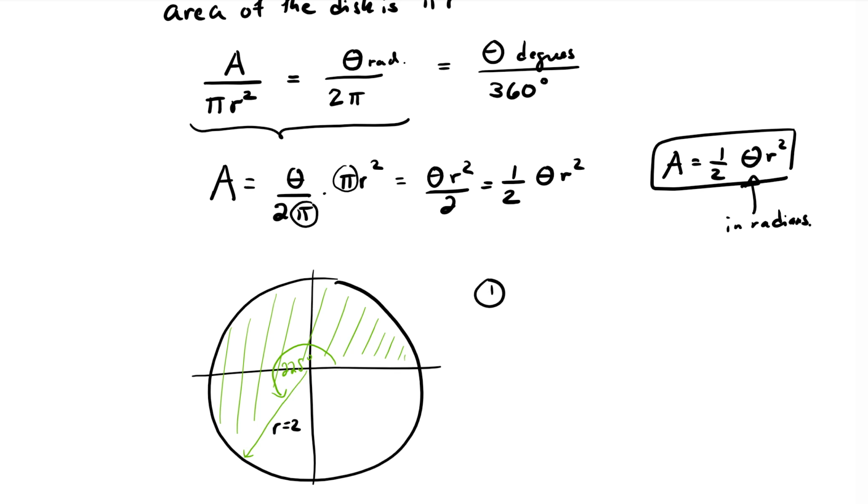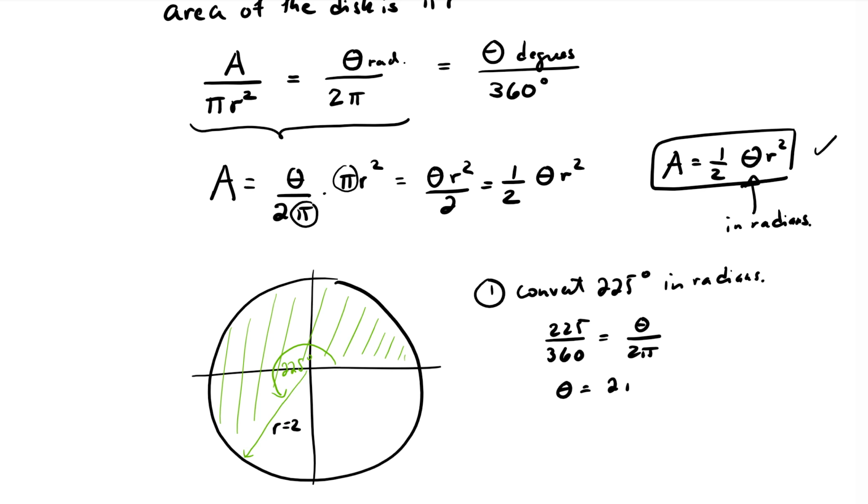So number one, I'm going to convert the angle, which is 225 degrees, to radians. That's my first step. So 225 over 360 is in the same ratio as theta in radians to 2 pi. So theta will turn out to be 2 pi times 225 over 360.